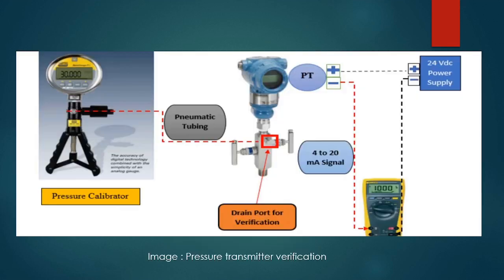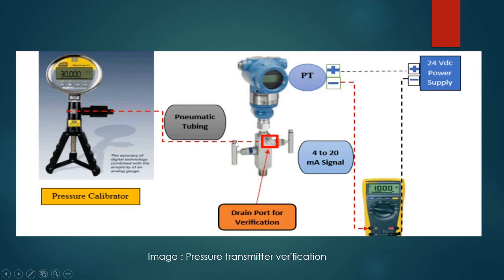Now all that is to be done is bring back the pressure transmitter to its original condition. How we do that? Well, it's very simple. We just bring back the pressure back to zero using the pressure calibrator. Open the drain plug slowly to remove the tubings along with their fittings. Close the drain plug. Close the vent valve fully.